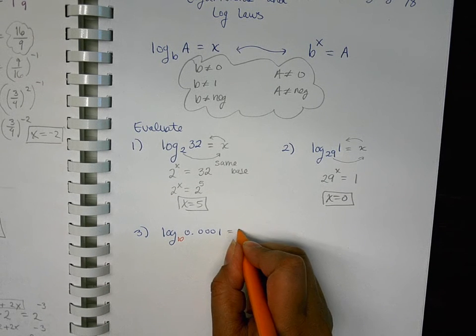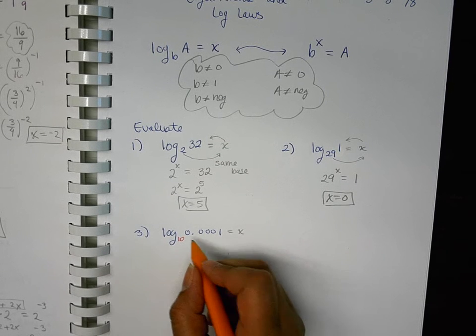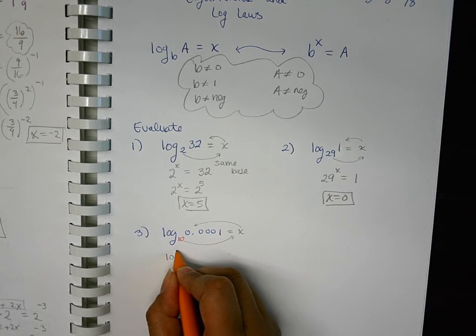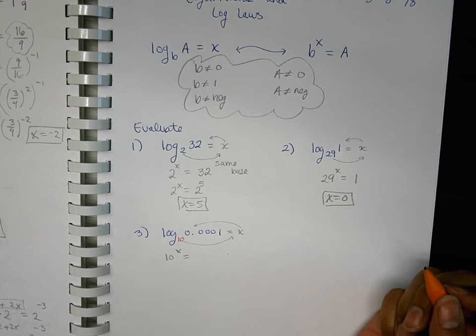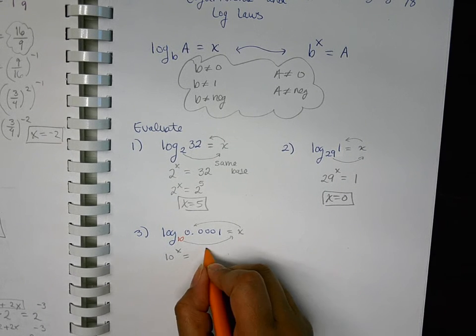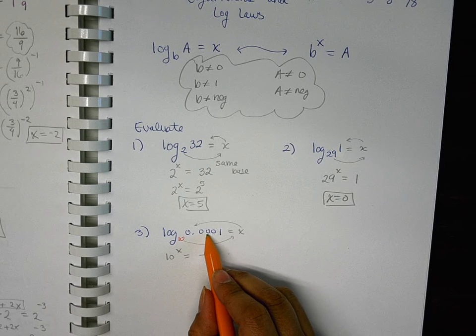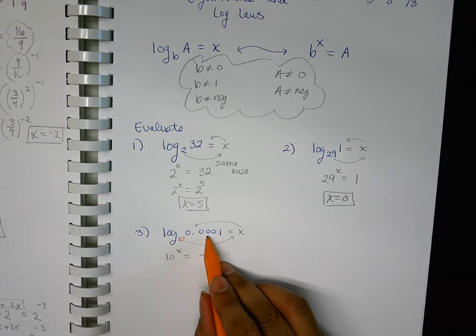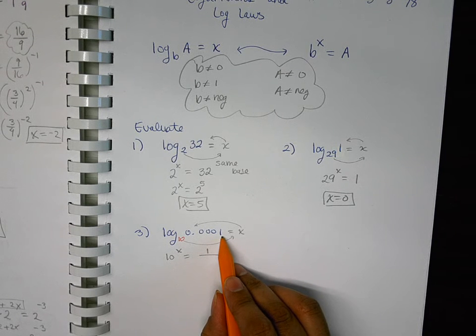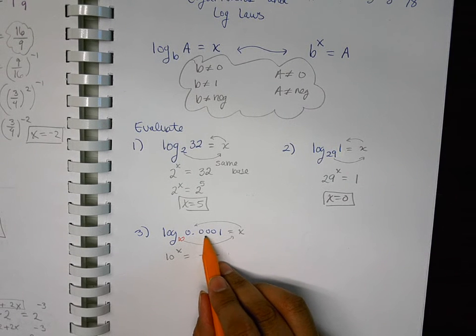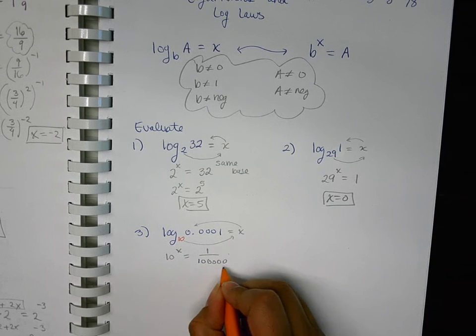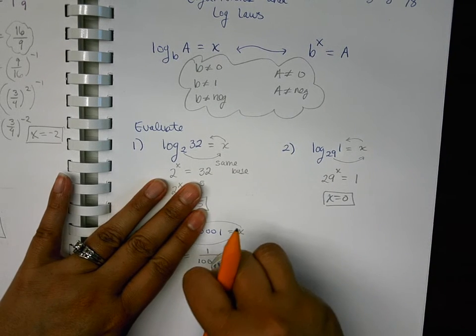Okay, we don't know what the answer is, so we're going to call it x. And how do I wrap around? What do I write down? 10 to the x equals, and I'm not going to write that decimal down. Last week we talked about how to change it to a fraction. Okay, so tenths. Good. Tenths, hundreds, thousands, 10,000. So 1 over 10,000.